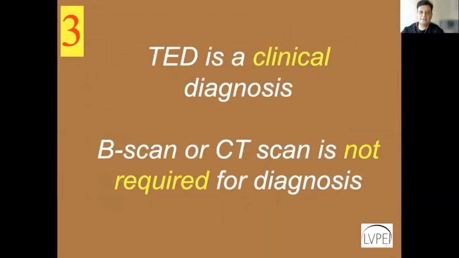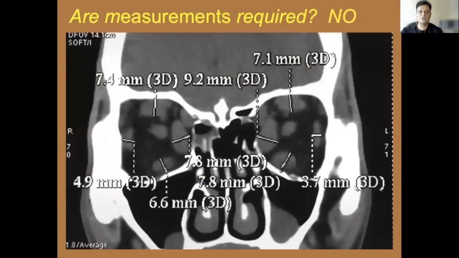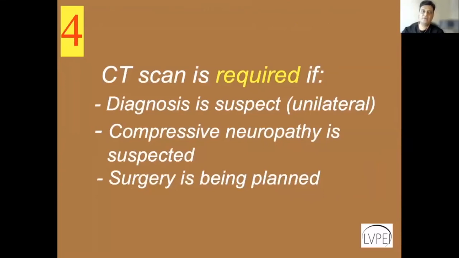Thyroid eye disease is a clinical diagnosis, and a B scan or a CT scan is not necessary to make the diagnosis. Are repeat measurements required? Absolutely not, because the muscle, once thickened, is likely to stay so. So when is a CT scan required for diagnosis? Number one, when the diagnosis is suspect. Two, if the disease is unilateral or if there is compressive neuropathy that is suspected, or third, if the patient is being planned for a surgery.